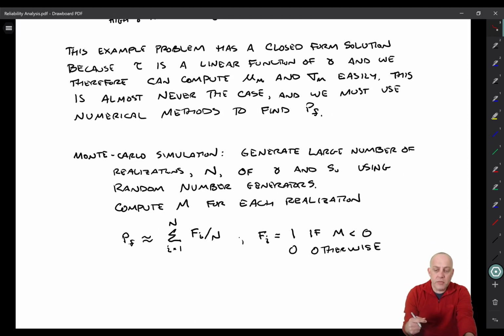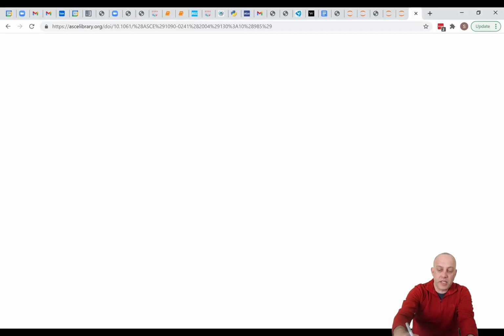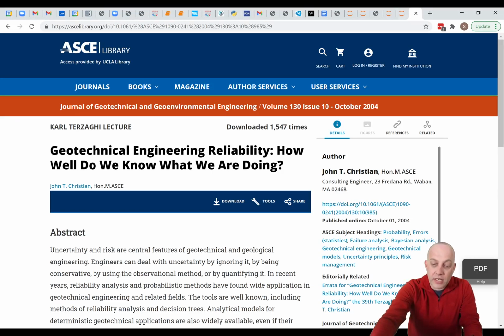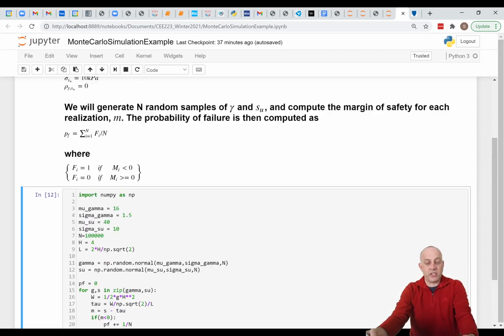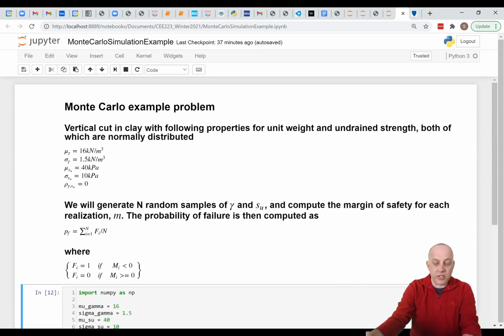So let me just show you real quickly for this problem an example calculation that uses Monte Carlo simulation. So this is a Jupyter notebook. I'm using Python code here to illustrate the concept. And so we're using Monte Carlo simulation to solve the same problem that we've had before.